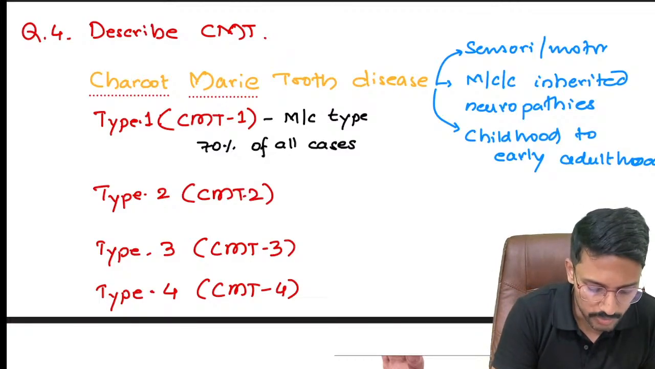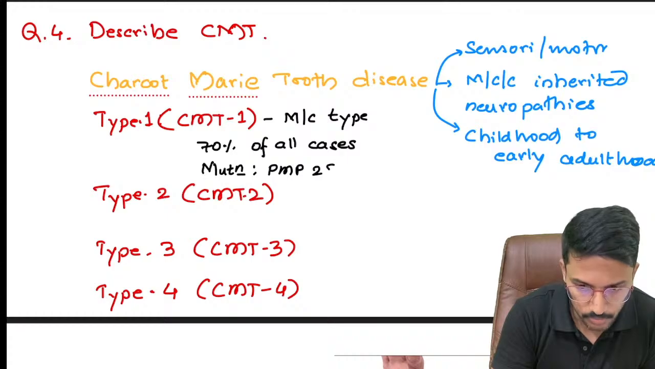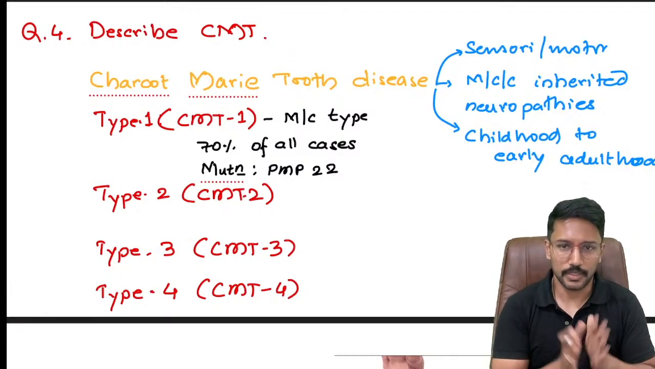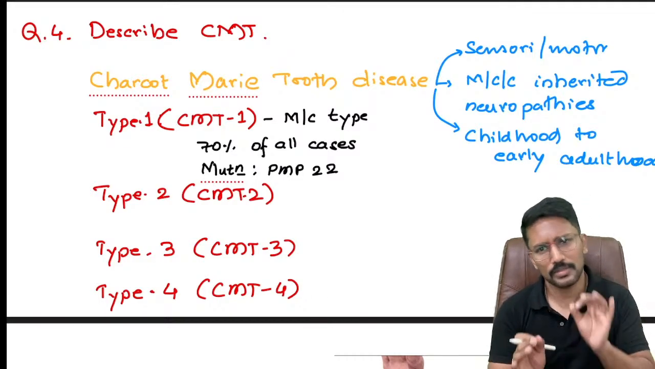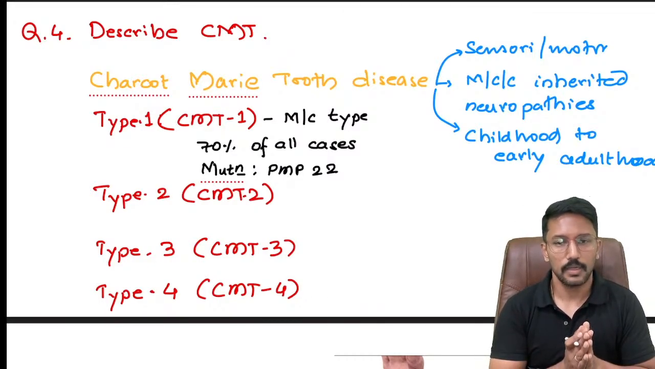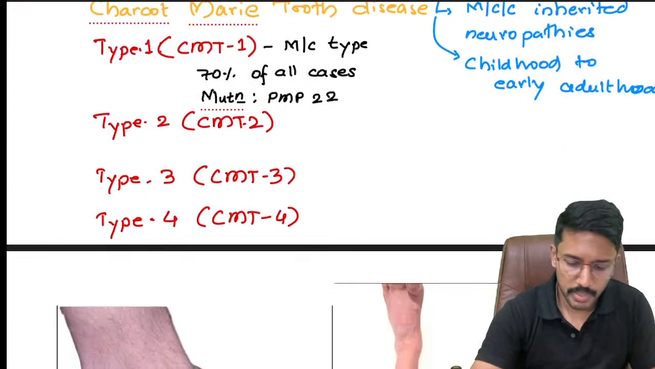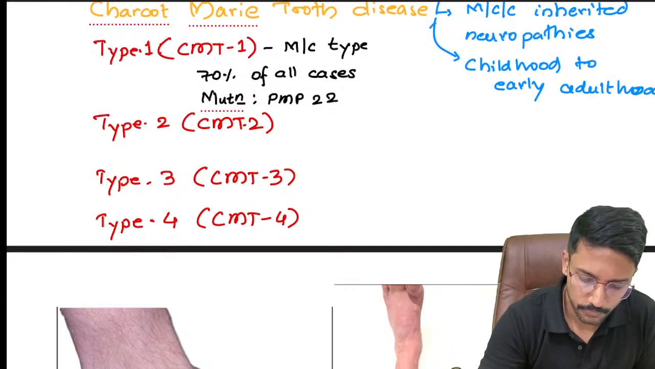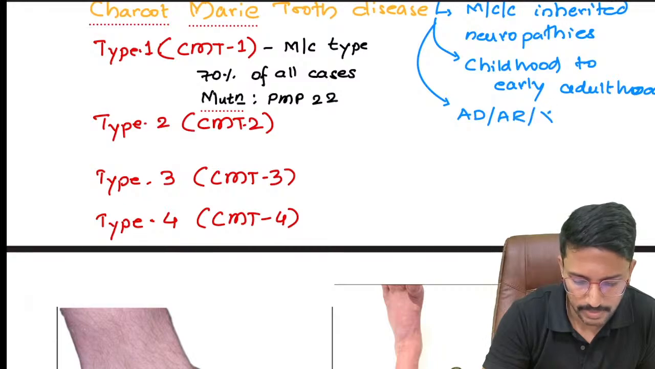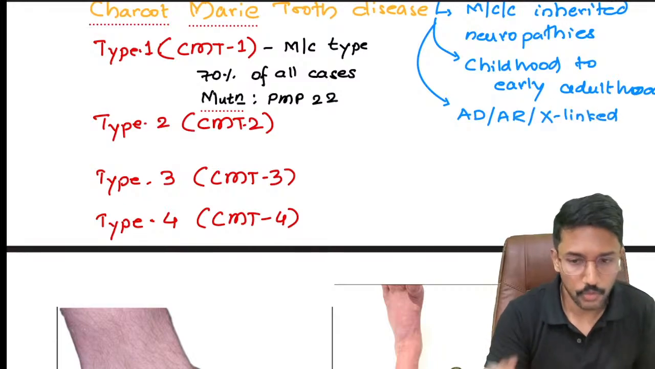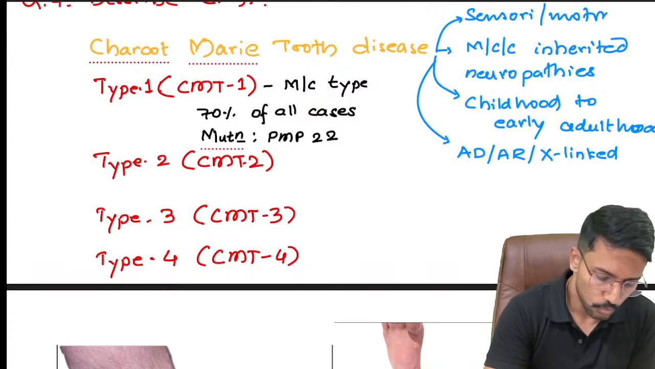And here they will also ask what is the mutation responsible. The only mutation you need to remember is PMP22. All others, you don't need to remember the mutations or anything more. It's not expected from an undergraduate student. Now, what else do you need to know about Charcot-Marie-Tooth disease? Their inheritance pattern. They can be inherited in various patterns depending on which type it is. They can be inherited as autosomal dominant, autosomal recessive, as well as X-linked. Okay. Now, among the four commonest, I want you to remember the CMT1, 2, 3, right?